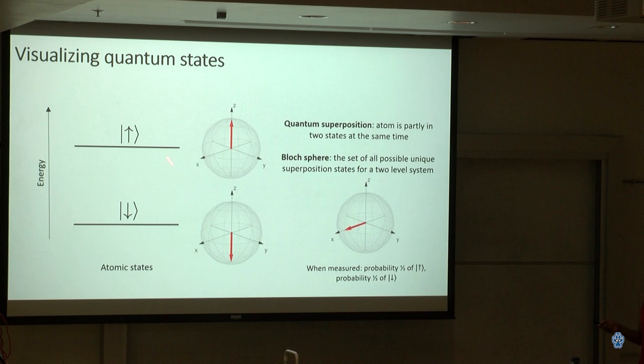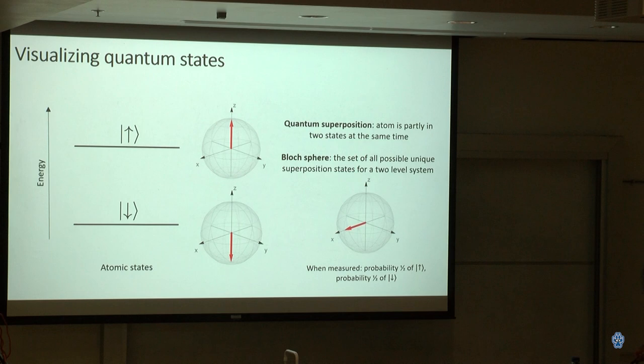But because our atoms are quantum, we can have these atoms exist in superpositions of these two states at the same time. So the Bloch sphere is actually the set of all possible unique superposition states that this two-level atom can exist in. So for example, if we have this atom pointing in the x direction, and we go and measure the z spin of the atom, the x spin is actually an equal superposition of the up state and the down state. And so when we measure it, we'll get up half the time and down half the time.